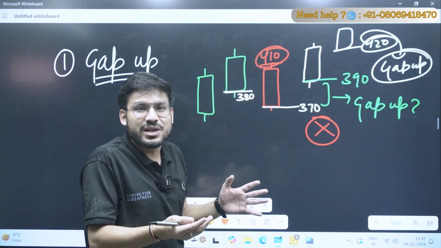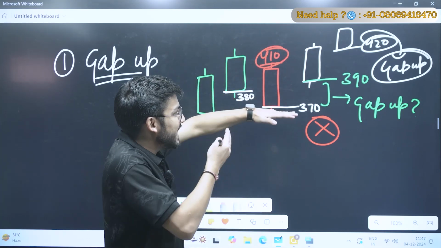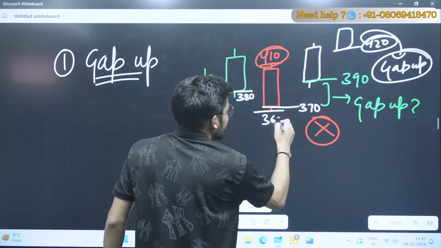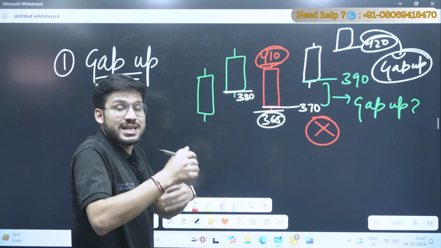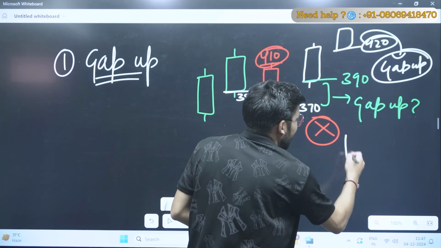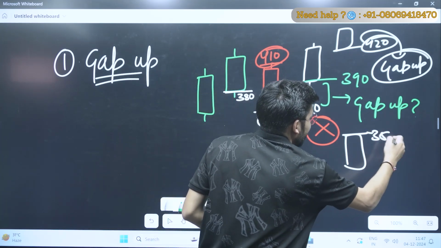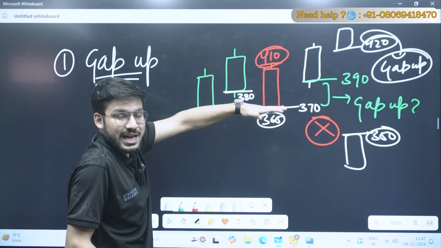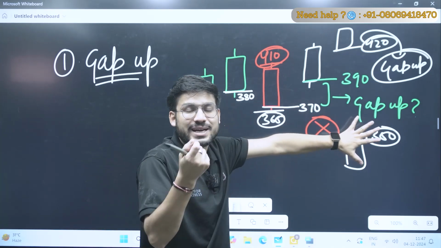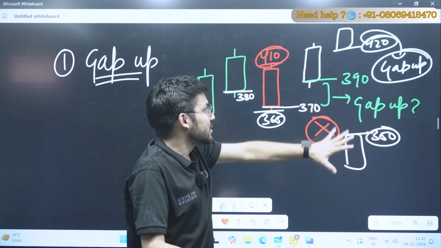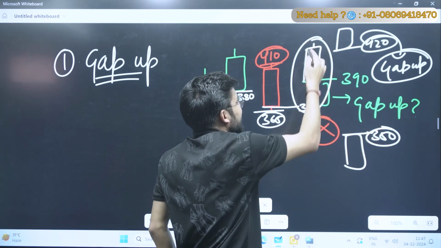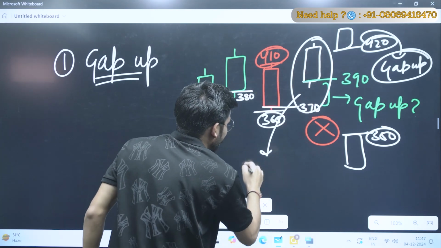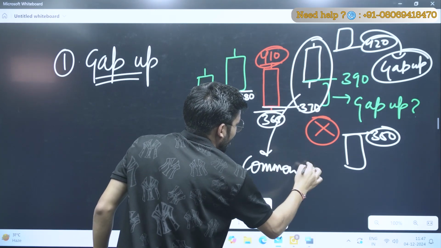Similarly, if there is a gap down opening, the next day candle should be opening below the low. For example, if the low is 365, I want the next day market to start below, approximately at 350. So it is starting below the low of the previous day candle, and that is a proper gap down in the market. Many traders are confused here. This type of gap up or gap down is considered a common gap.